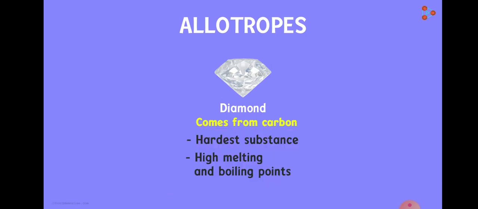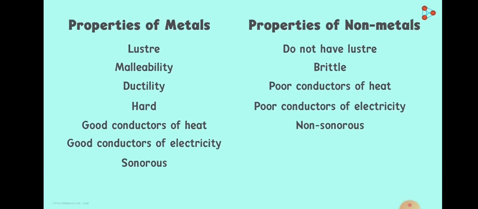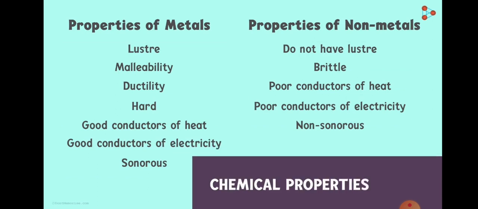Now that we know of so many exceptions, do you think it's easy to differentiate between metals and non-metals based on their physical properties? I doubt that, but don't worry. There is another way out of this. It is to differentiate the two based on their chemical properties. How is that done?